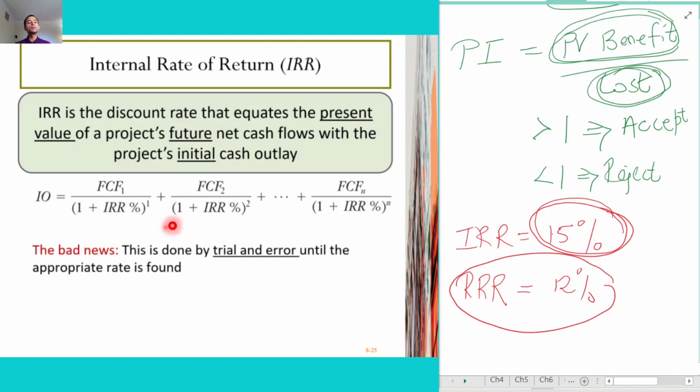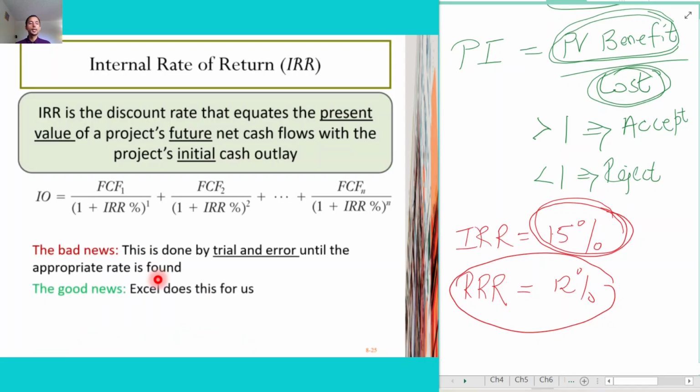The bad news is this is done by trial and error until the appropriate rate is found. You say, it looks like our IRR should be 10%. Then you find the value of those cash flows and see it's not close to zero. Looks like we need maybe 12%, not 10%. You use 12% and see if it works. If it still is not working, maybe it's somewhere between 10 and 12, maybe 11%. You do that trial and error until the appropriate rate, the IRR, is found. That's the bad news, trial and error.